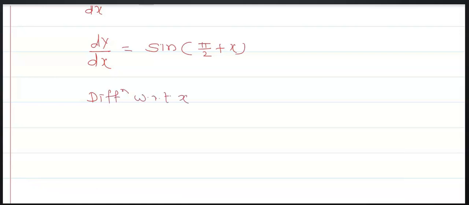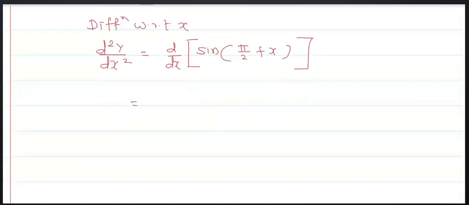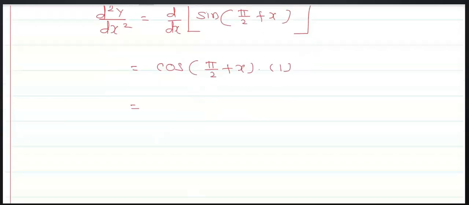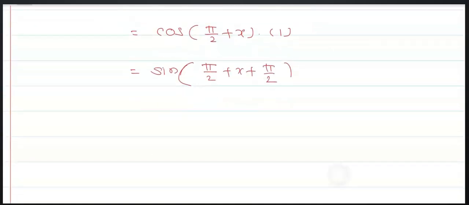Again, differentiate this with respect to x. Therefore, d2y by dx square is equals to d by dx of sine of pi by 2 plus x, and this is the cos of pi by 2 plus x into derivative of pi by 2 plus x, that is, derivative of x is 1. Again, this cos can be converted into the sine, that is sine of pi by 2 plus x plus pi by 2. That is, d2y by dx square is equals to sine of 2 into pi by 2 plus x.